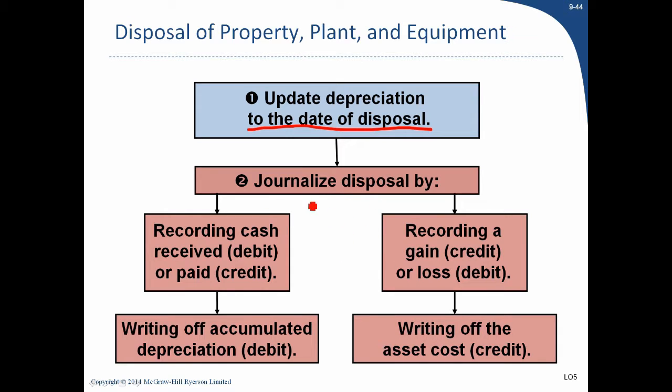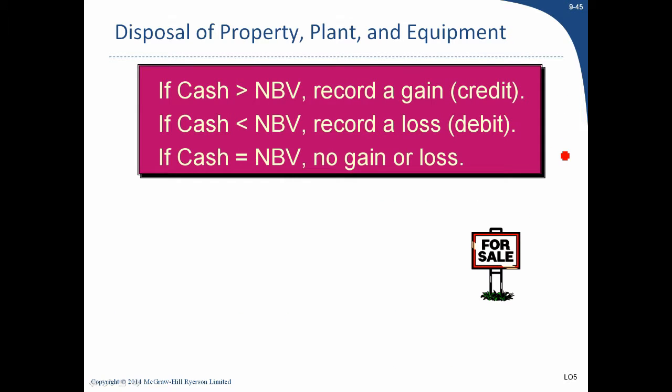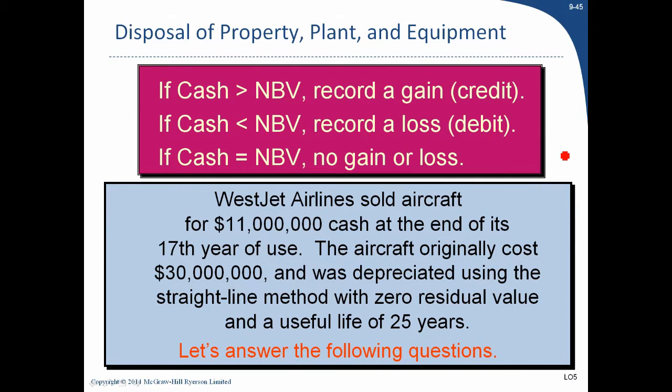So this is no different. Journalize the disposal. First we have to record the journal entry for depreciation, if this is partway through the year. And then we recognize the gain or loss. Nothing new here. We've been seeing this since some of the early classes, right?